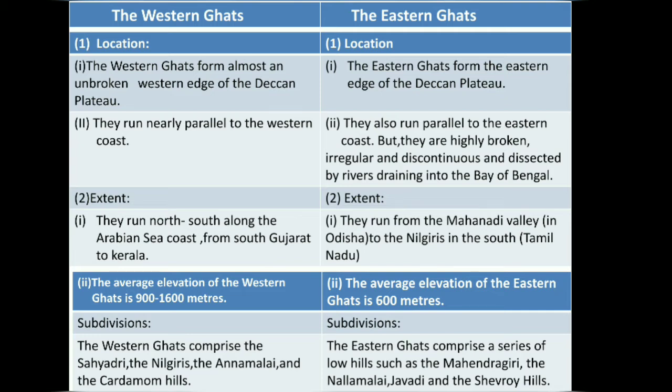Now regarding the subdivisions, the Western Ghats comprise the Sahyadri, the Nilgiris, the Anamalai, and the Cardamom Hills. And for the Eastern Ghats, a series of low hills such as Mahendragiri, Nallamalai, Javadi, and the Shevaroy Hills can be seen.